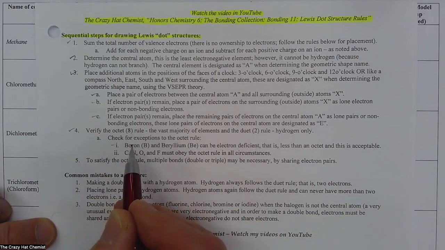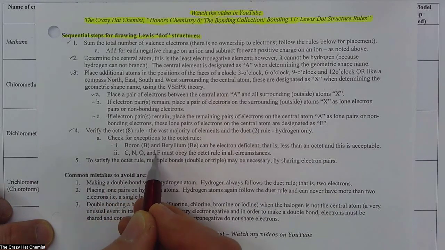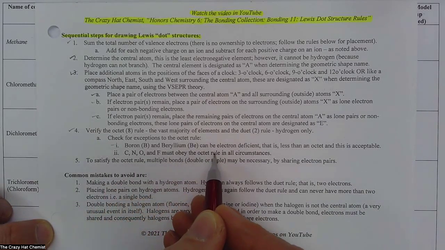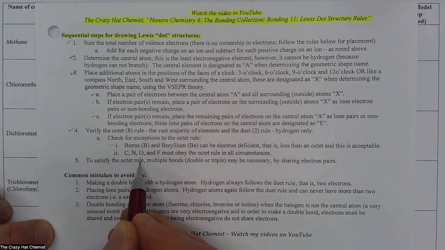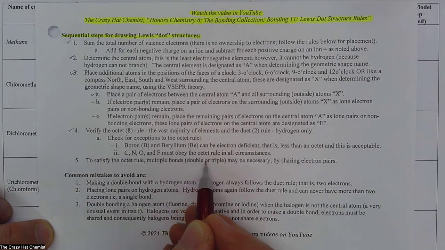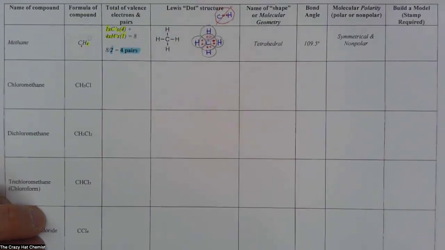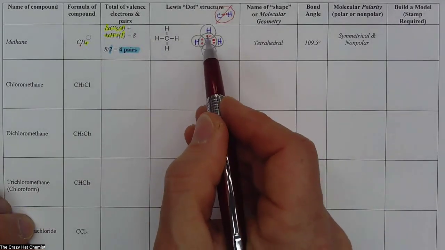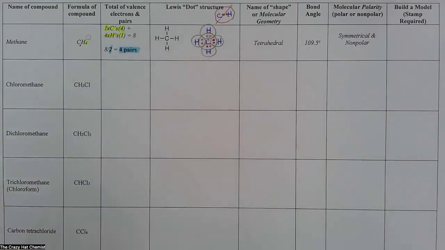There are exceptions to the rule. We won't check that for right now, but carbon, nitrogen, oxygen, and fluorine must obey the octet rule in all circumstances. Number 5 says, to satisfy the octet rule, multiple bonds, double or triple, may be necessary by sharing electron pairs. Well, we didn't need to do that on this one since these all have an octet. That is, the carbon has an octet and the hydrogens have duets. Perfect.